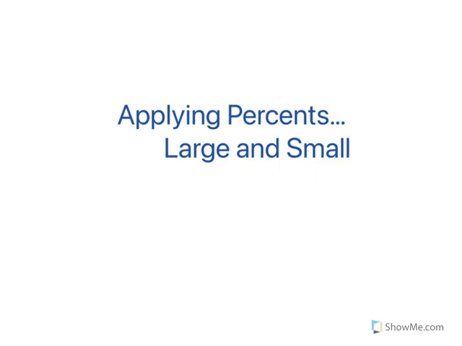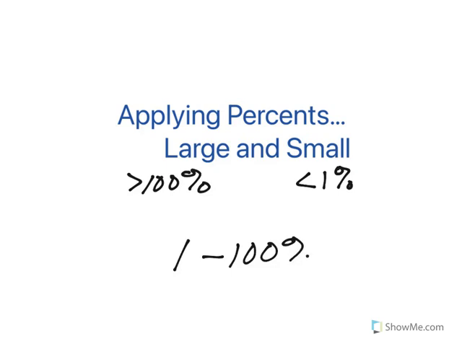Going to focus now on large and small percents. So when I say large, I mean greater than 100%. And when I say small, I mean less than 1%. Okay, we are pretty good in life at working between 1 and 100%. But what happens when we're outside of those?